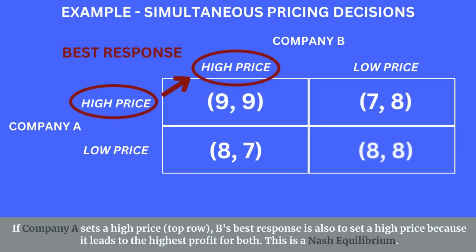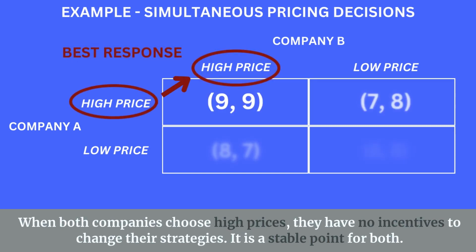If Company A sets a high price, top row, B's best response is also to set a high price because it leads to the highest profit for both. This is a Nash equilibrium. When both companies choose high prices, they have no incentives to change their strategies. It is a stable point for both.